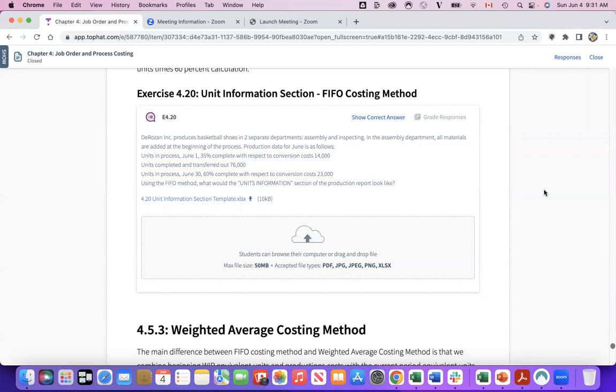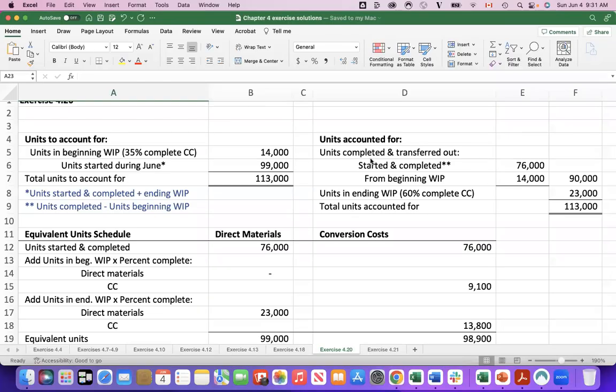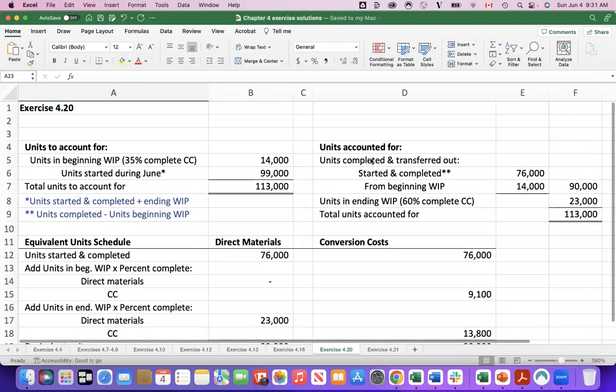Units in process as of June 1st are 35% complete with respect to conversion costs, and that's 14,000 units. Units completed and transferred out during the month of June were 76,000. Units in process as of June 30th were 60% complete with respect to conversion costs, and that's 23,000 units. So using the FIFO method, what would the units information section of the report look like? If you download the template and enter the information, you should get this. We're just going to focus on the units information section.